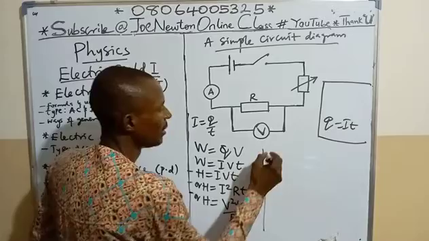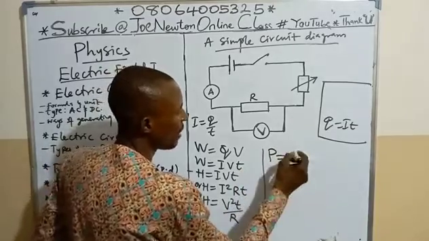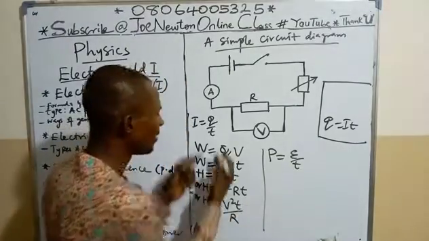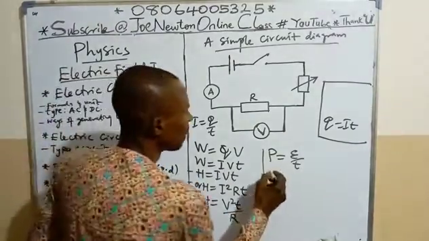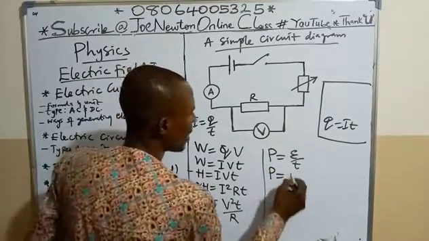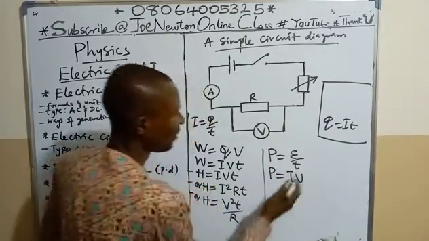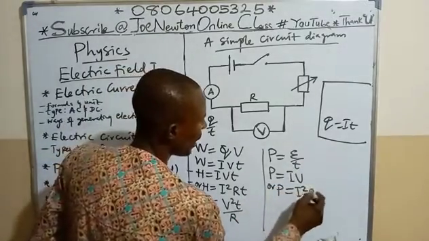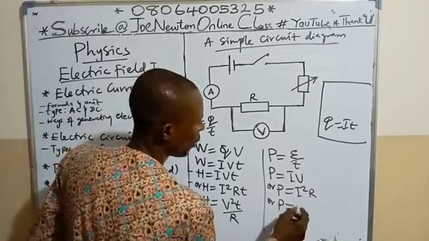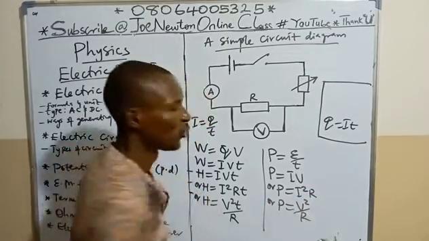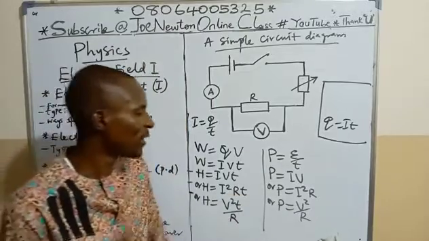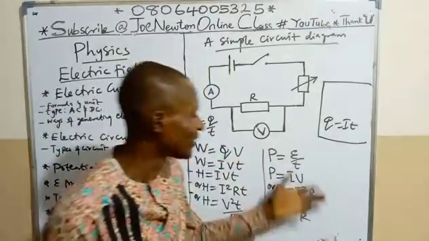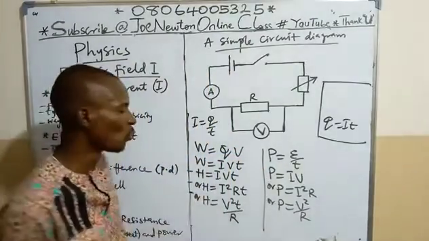Then in terms of power, power equals energy over time. This is electrical energy, electrical work. Therefore we have power equals IV, since time will eliminate time, or power equals I squared R, or power equals V squared over R. So take note of this formula. You can see the difference in power: you remove all the T's here, you get power. Remember the unit of power is watt, and the unit of work or energy is joule.